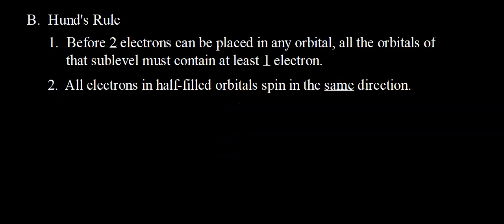All right, a couple things to think about before we get into some examples of drawing orbital diagrams. First of all, Hund's rule, before 2 electrons can be placed in any orbital, all the orbitals of that sublevel must contain at least 1 electron. Let me state this another way. Electrons prefer to be alone rather than paired if there is space available in the sublevel. Remember, electrons are negatively charged and electrons repel each other. So the electrons in a sublevel would prefer to be in their own orbital rather than paired up if there's room for that to occur. If not, then of course we need to pair them up. And we'll see what I'm talking about when we do some examples.